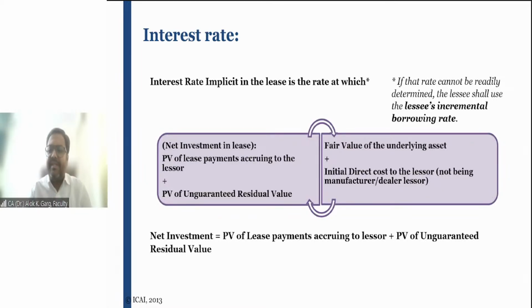While purchasing the car for rupees 10 lakh, I have also paid some stamp duty, registration charges, etc., which is like initial direct cost. For buying a car, I need to pay some road tax, stamp duty, registration charges, authority fees. So the fair value of the car is 10 lakh rupees, and 1 lakh rupees I have paid on account of these charges, so 1 lakh rupees initial direct cost.